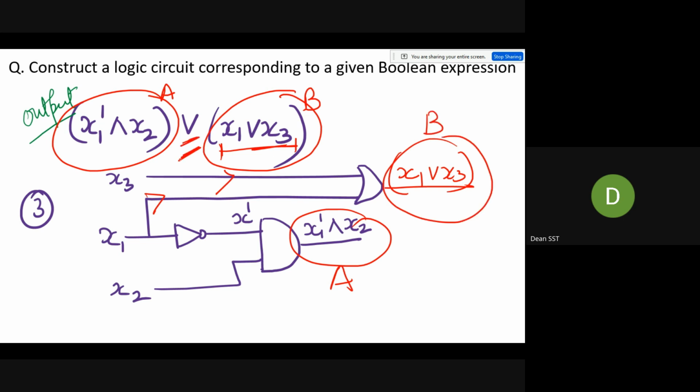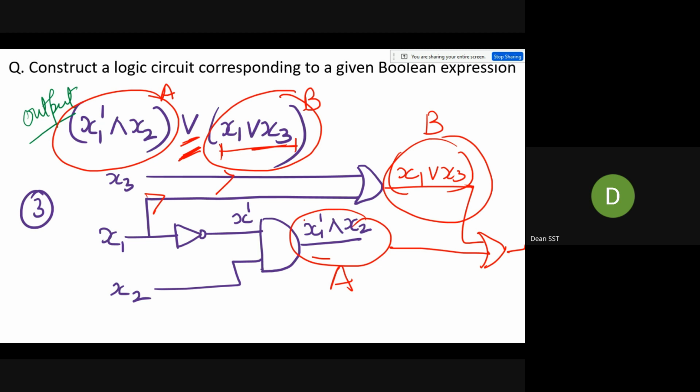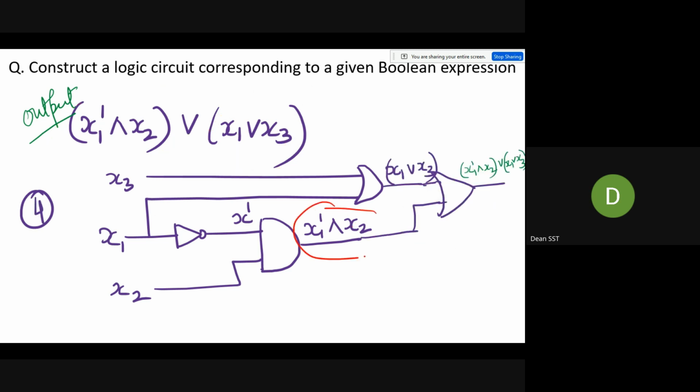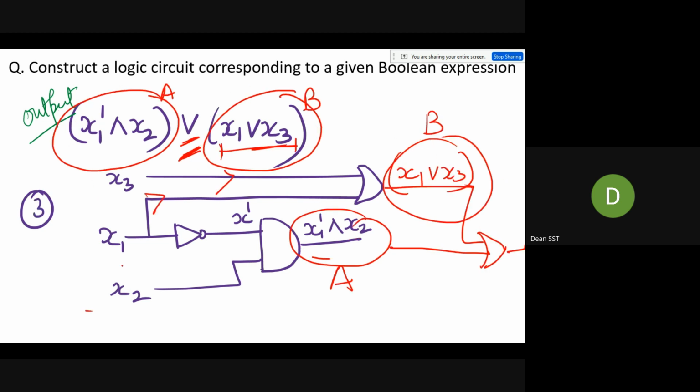And what do we have to do? OR. And we will get the output. Let's see the next step. Fine. See, this is A. This is B. And what do you have to perform? OR. So one input, I am showing with the red line, one input and second input, and finally this is the expression. So this is the actual diagram.